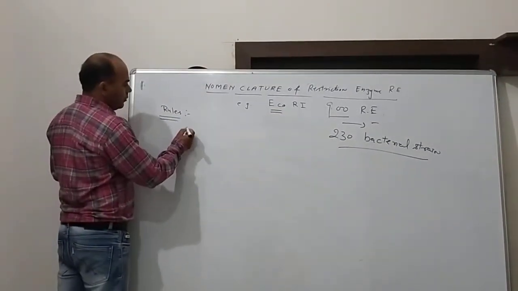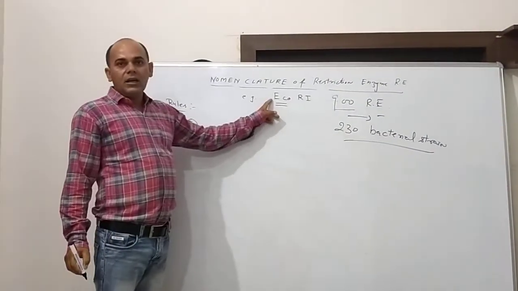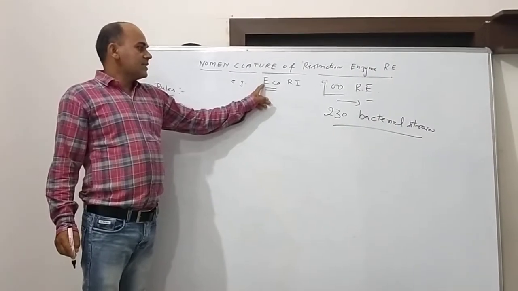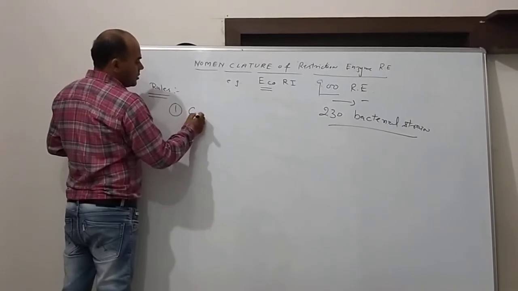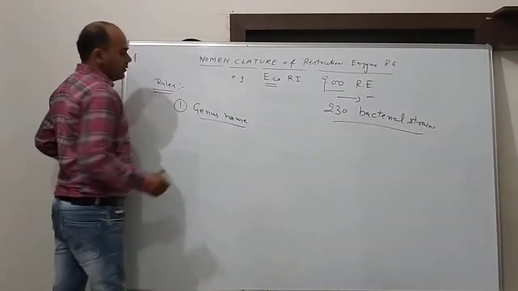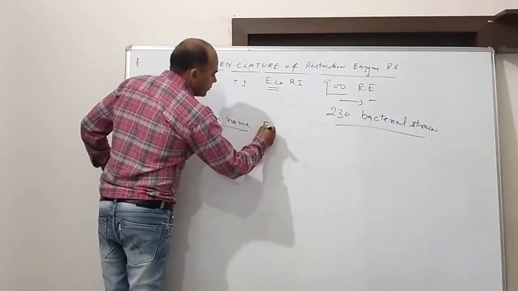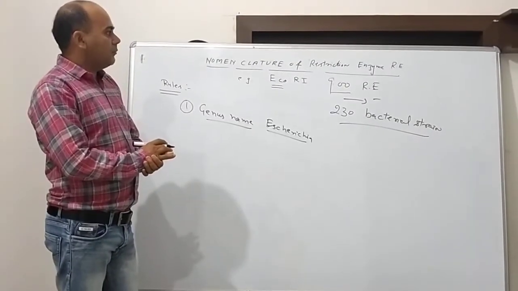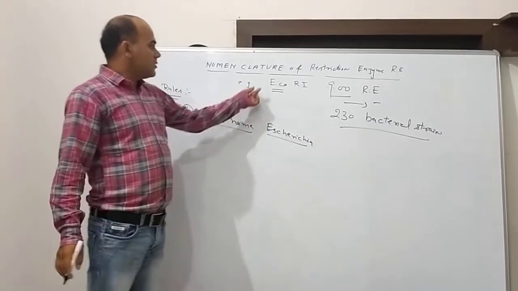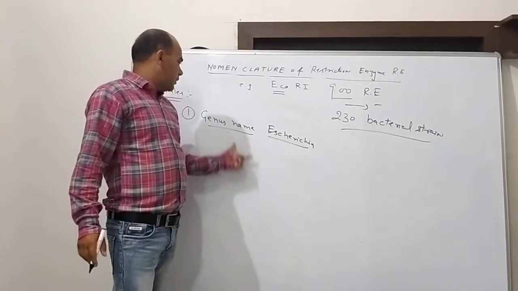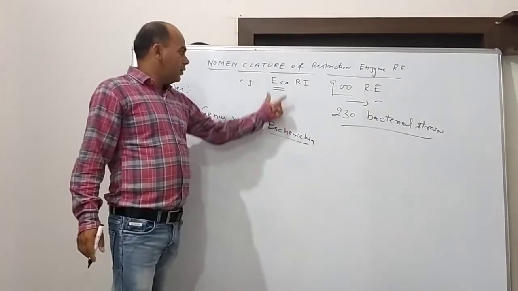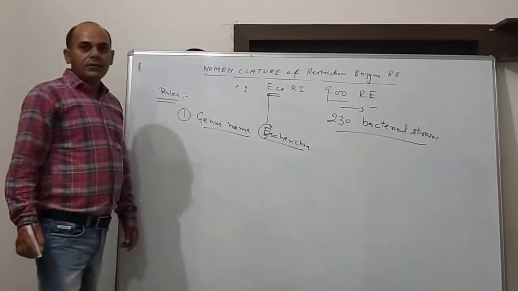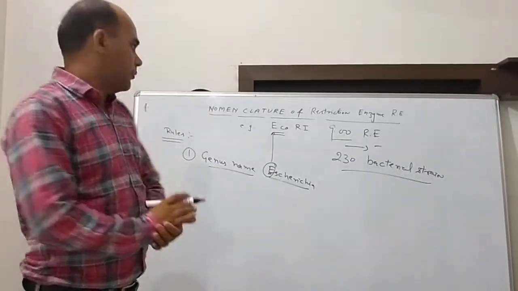For example, the first rule. What does it say? The first alphabet letter E comes from the name of the bacteria called Escherichia. This is called the genus name, the generic name. So when we write a particular name for a restriction enzyme, the first letter E is taken from the genus, the generic name of that bacteria. Here the genus name is Escherichia. So we take capital E, like binomial nomenclature of biological classification.